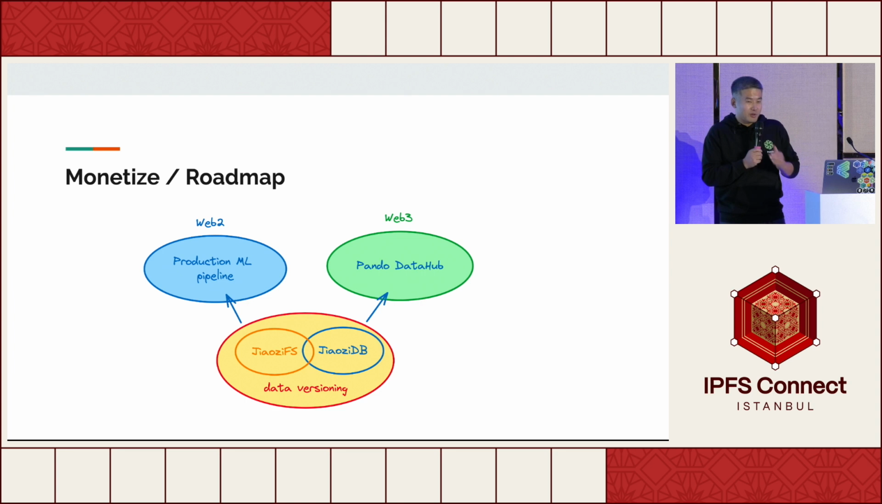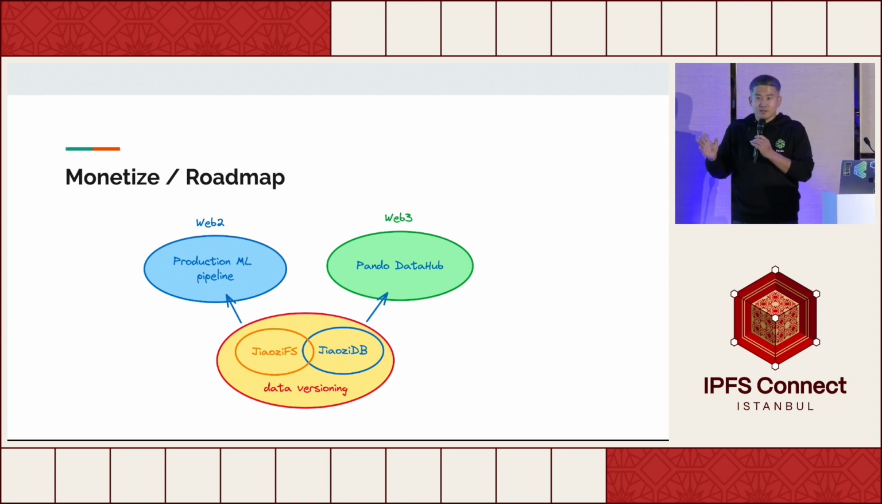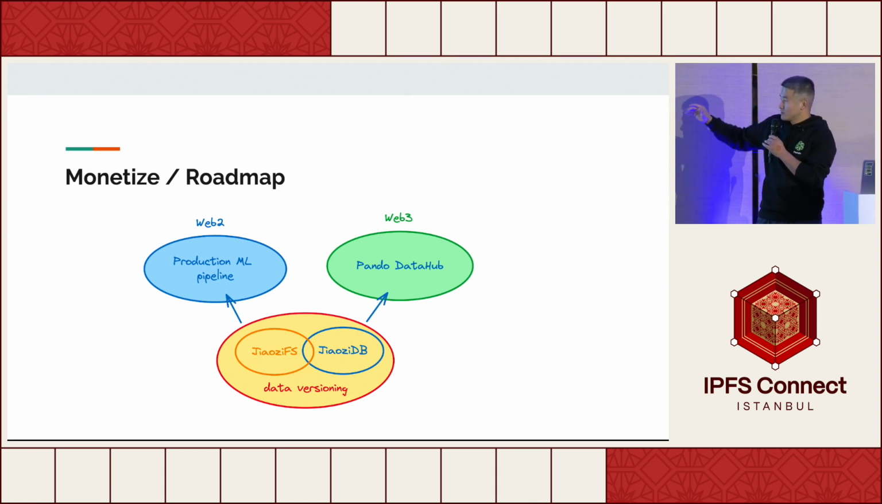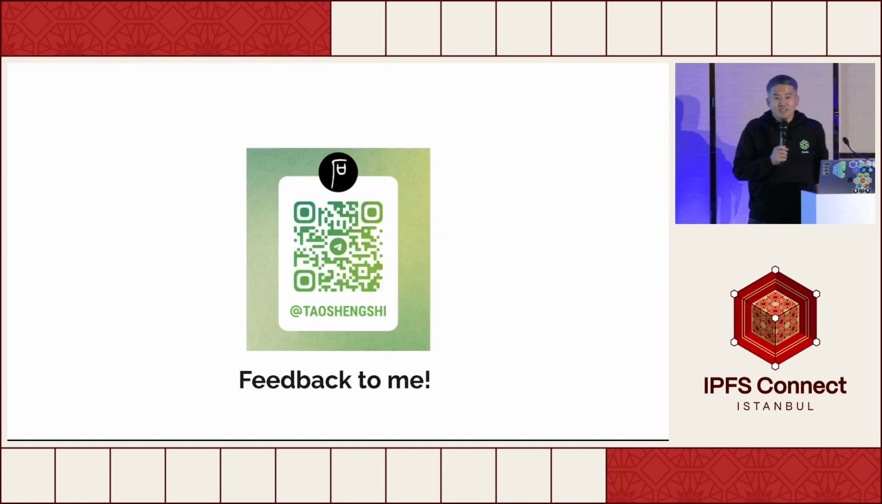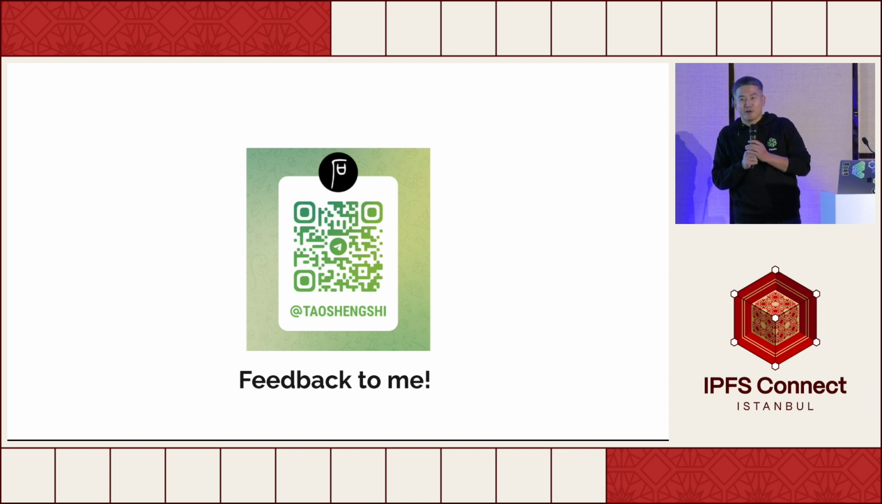How to monetize? We have two directions. The first direction is for enterprise, production machine learning pipelines. The second is the Web3 Data Hub. That's all my share. Thank you very much. Please give me feedback. Thank you very much.